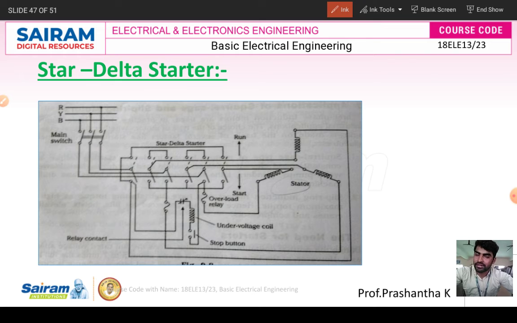So the switch is in one position. Suppose it is connected in start condition, the switch is in start position, that TPDT switch, triple pole double throw switch. Here, not triple pole, 1 2 3 4 5 6, six switches will be there. Here also an under voltage coil will be there, and a stop button will be there. The coil and all we are using for safety purpose.